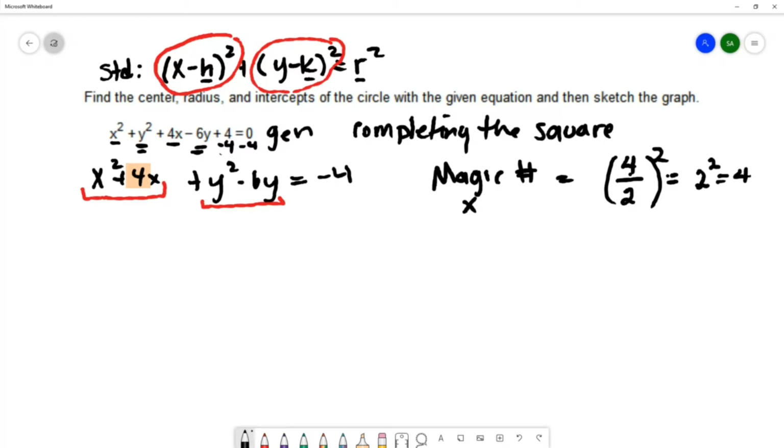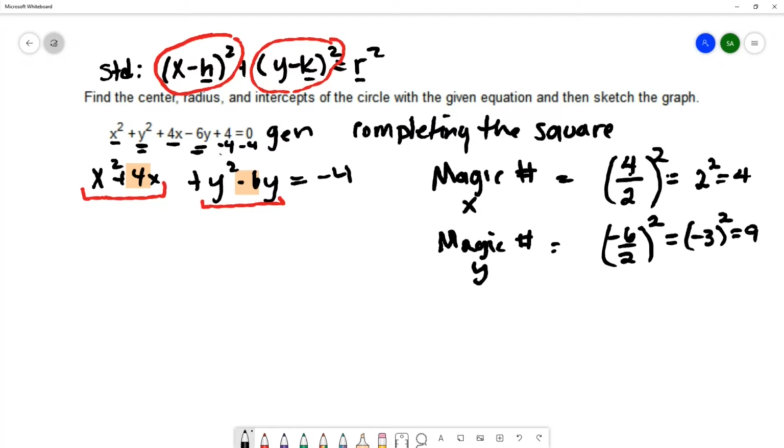Let's find the magic number for the y group. To find the magic number for the y group, we start with the coefficient of the y term, -6. Divide that by 2 and square it. -6 divided by 2 is -3, and -3 squared is 9. So the magic number for the y group is 9.